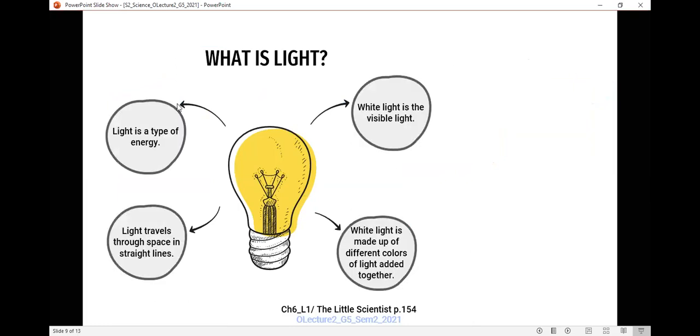Light is a kind of energy. It is made of electromagnetic waves. It moves in straight lines, and these straight lines are called rays. The sun provides us with 2 types of light: visible light, which is the white light, and invisible light like infrared light and ultraviolet light. The white light isn't really white. It's white because it's a mixture of different colors of light added together.